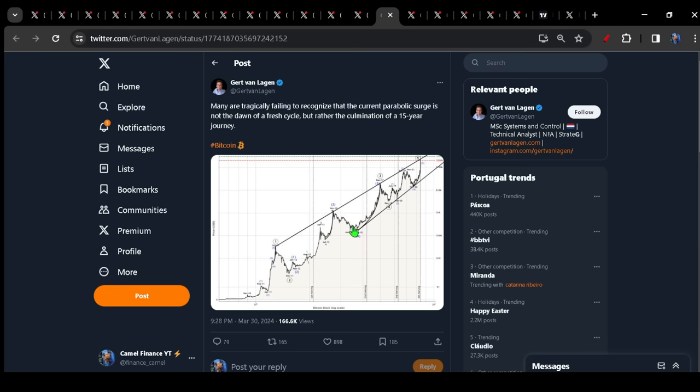Now, if we're going to invalidate it, we must trade sideways or down in the next few months. If we continue up, however, then on a balance of probabilities, I can only continue to accept that we are going to put in a top sometime this year, perhaps as early as summer. And if you think that's early, well, take a look at this, because many are tragically failing to recognize that the current parabolic surge is not the dawn of a fresh cycle, but rather the culmination of a 15-year journey.